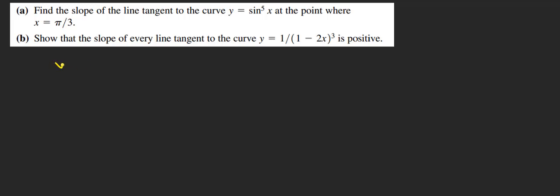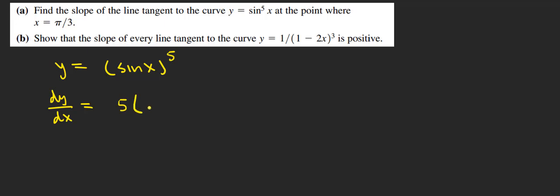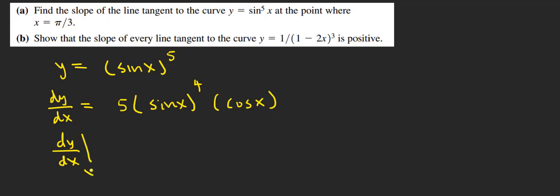So we have y is quantity sine x to the 5th. And what is our derivative, dy over dx? Well, we have to apply the chain rule. You get 5 quantity sine x to the 4th, the 5 minus 1 is 4, times, don't forget, you have to find the derivative of the inside, cosine x. But we're not done yet because we have to find the slope at x equals pi over 3. So we have to plug in pi over 3 for x.